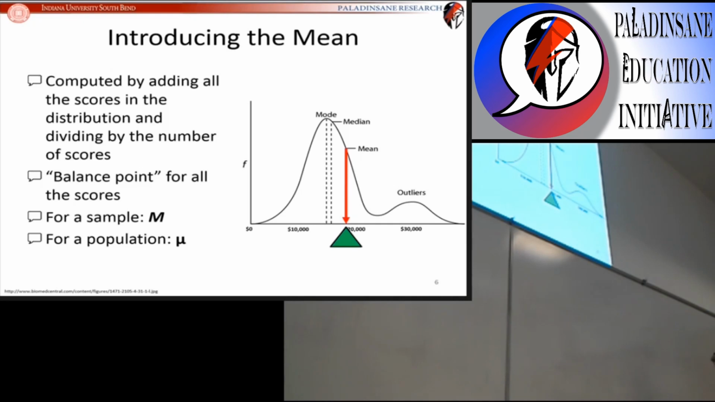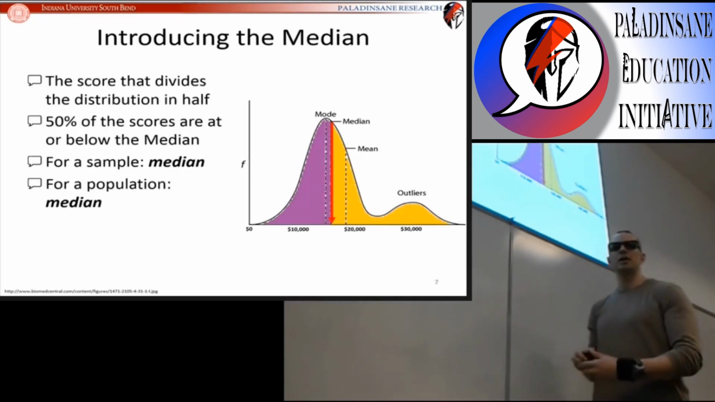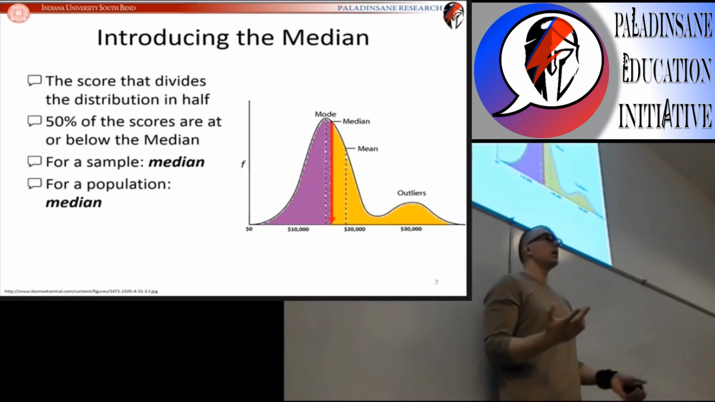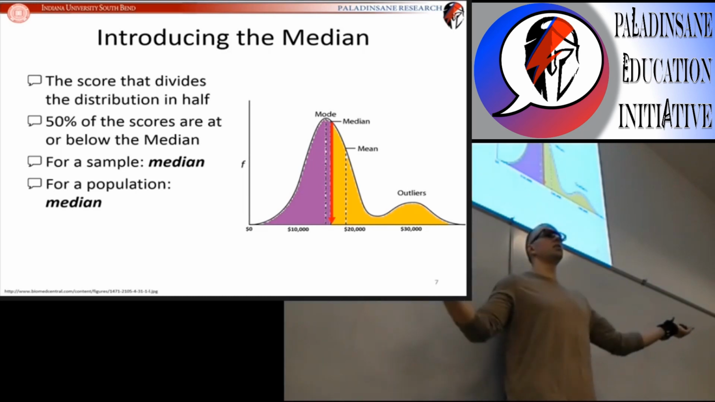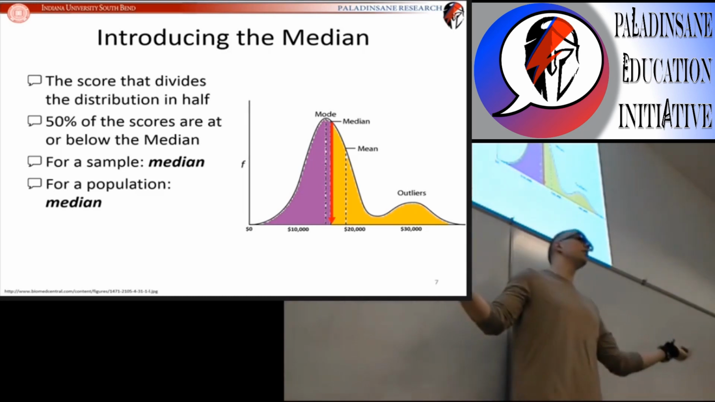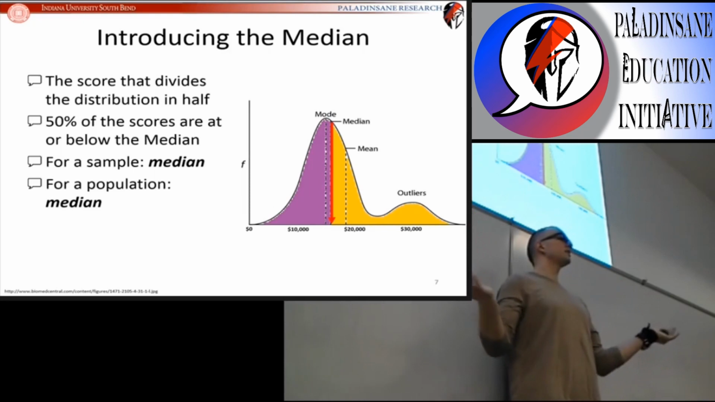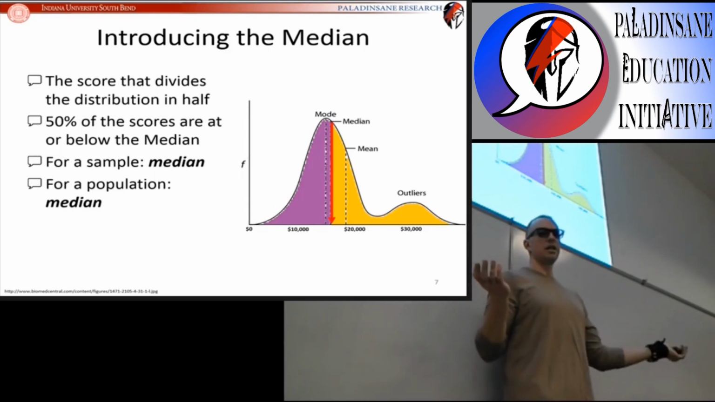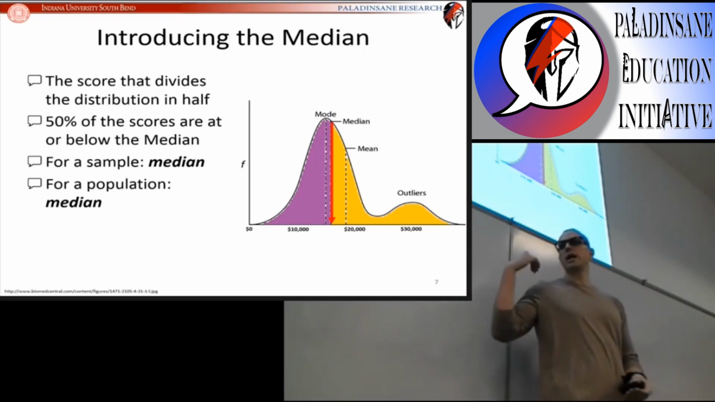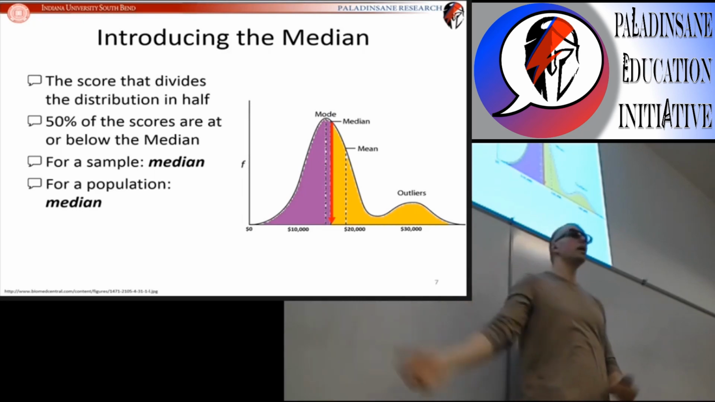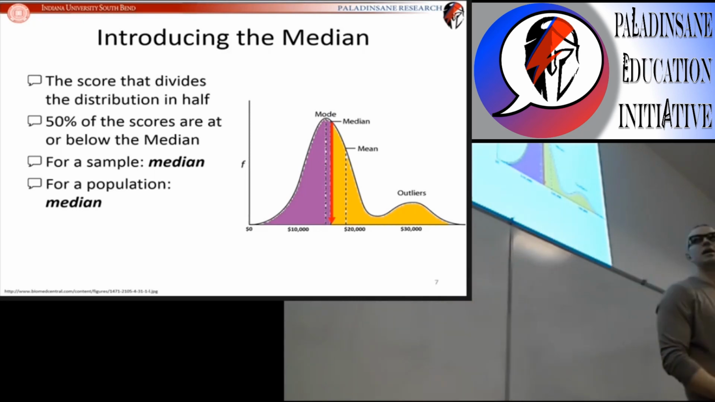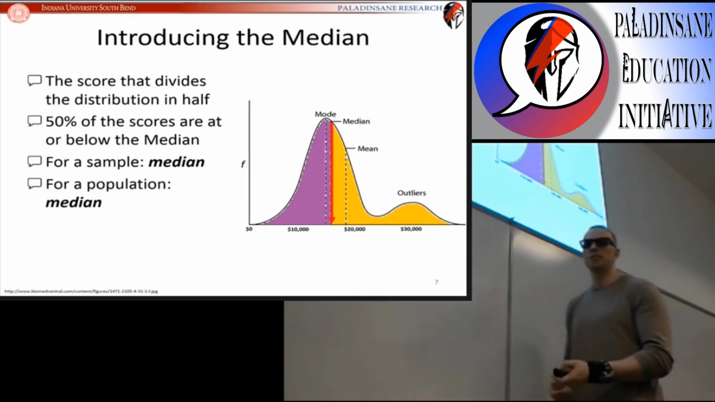We saw the second most popular one, which is the median, second most often used in psychology. And this one, rather than taking into account the size and the number of scores on each side, all that it cares about is the number of scores on each side. The median just wants to make sure that there's the same number of scores below it as there are above it. And for a sample and for a population, the symbol for median is median.